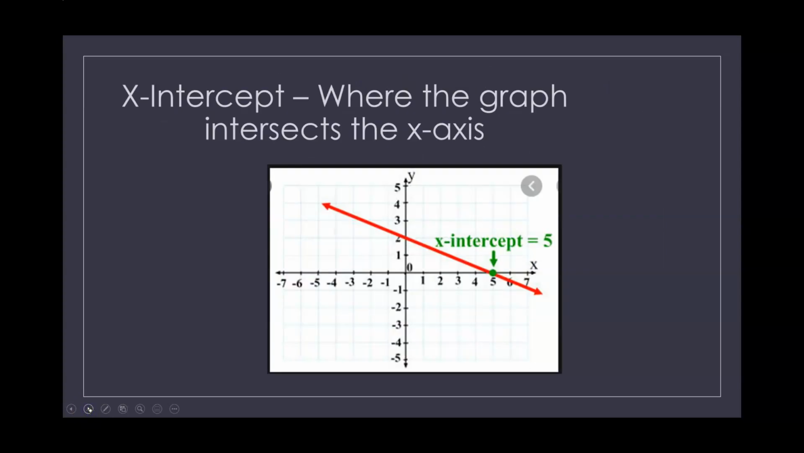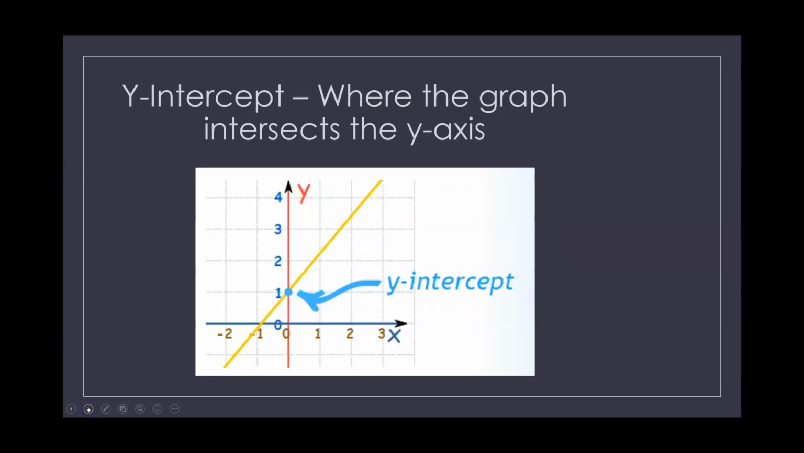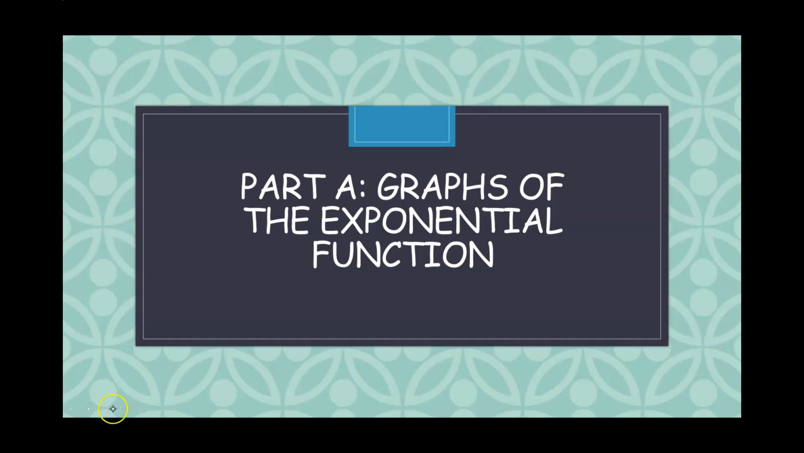X-intercept, we've talked about this. It's where the graph intersects the x-axis. My bad, guys. X-axis is right here, and that would be my x-intercept. All right. Your y-intercept is where you cross the y-axis, okay? All right, so that is it for vocabulary words.